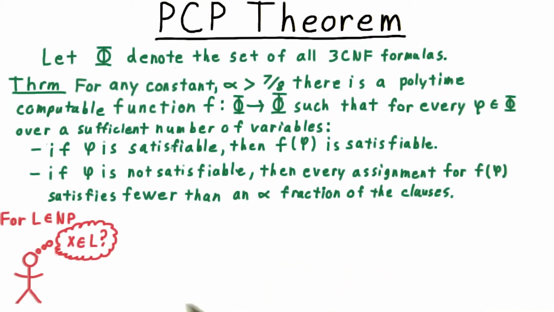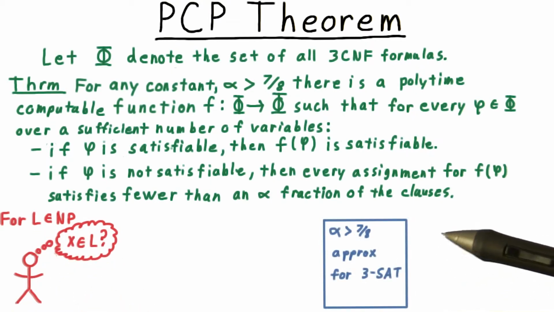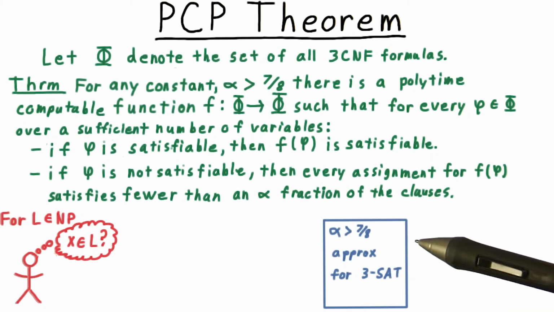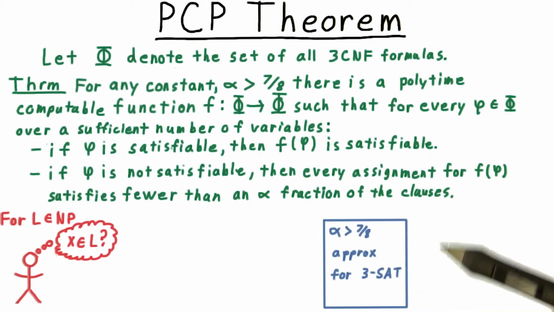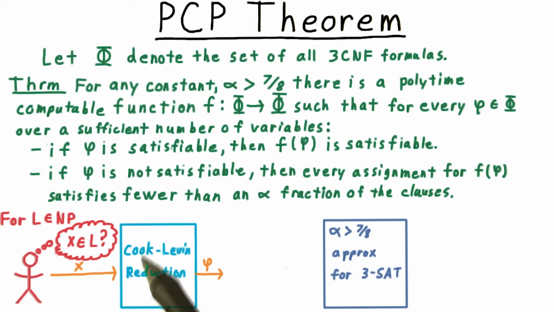Why? Well, suppose that I wanted to test whether strings were in some language where the language is in NP. And at my disposal, I had a polytime alpha approximation for 3-SAT, where alpha is strictly greater than 7/8. Then I could use the Cook-Levin reduction to transform my string x into an instance of SAT that will be satisfiable if and only if x is in L.